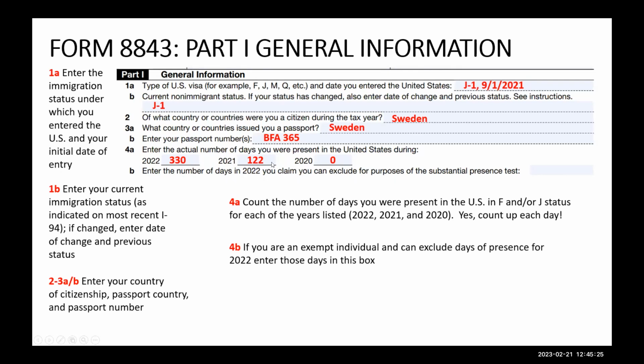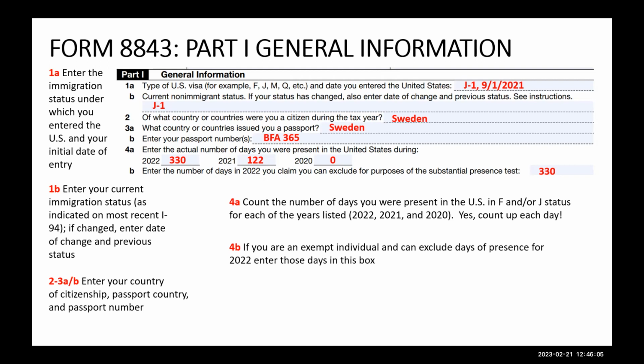So if you are an exempt individual still for 2022, that means you can exclude all days of presence in 2022. So the number that you put in here of all the days that you were present in 2022, you can exclude because you're an exempt individual. So then you would put that same number for 4B. Okay, so you're excluding all days of presence in 2022 because you are an exempt individual and can exclude those days for purposes of the substantial presence test.